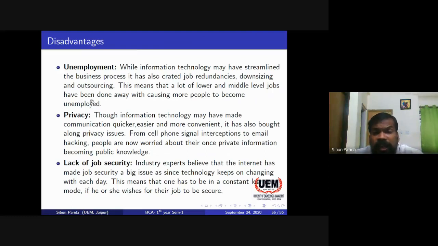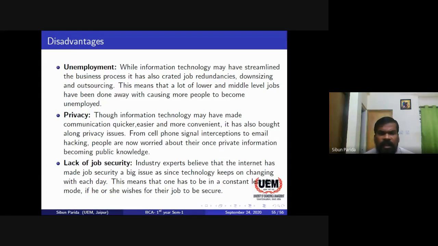Privacy is another issue. Though IT may have made communication quicker, easier and more convenient, it has also brought along privacy issues. How? From cell phone signal interceptions to email hacking, people are now worried about their once private information becoming public knowledge. People are now discussing who is texting whom and on what day they are texting. So that means there is no privacy. Everything is open so that everyone can use and access it.